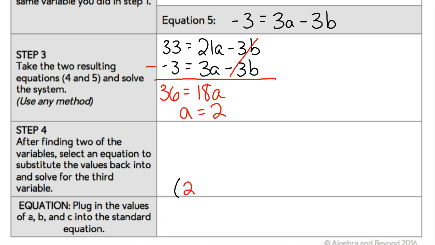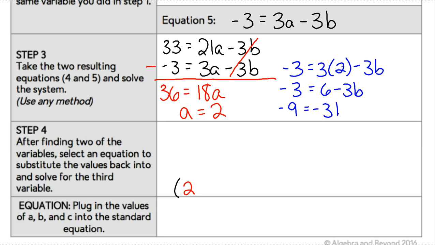So again, I'm going to go back now and take that 2, plug it into one of our original equations. I'm going to plug it into this one, the bottom one: -3 equals 3 times our a value, which we now know is 2, minus 3b. Solving that equation, I get 6 minus 3b. So that would be -9 equals -3b. So b is 3. So now I know that my b value is 3.